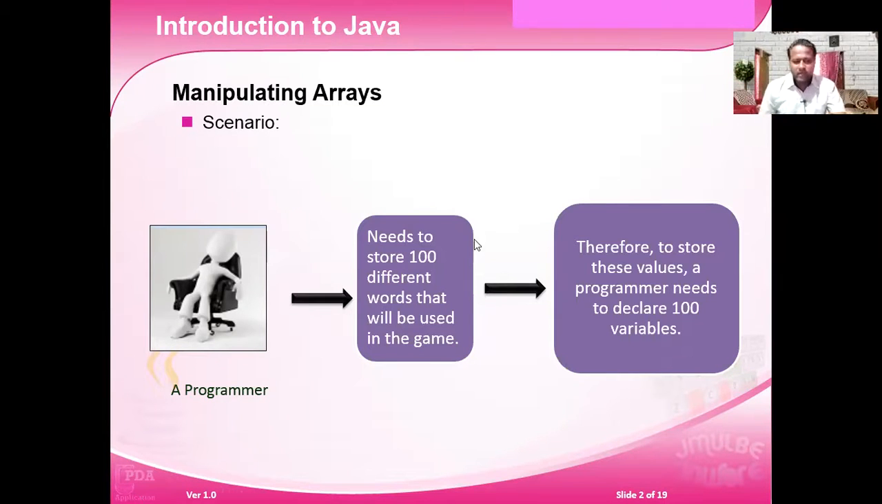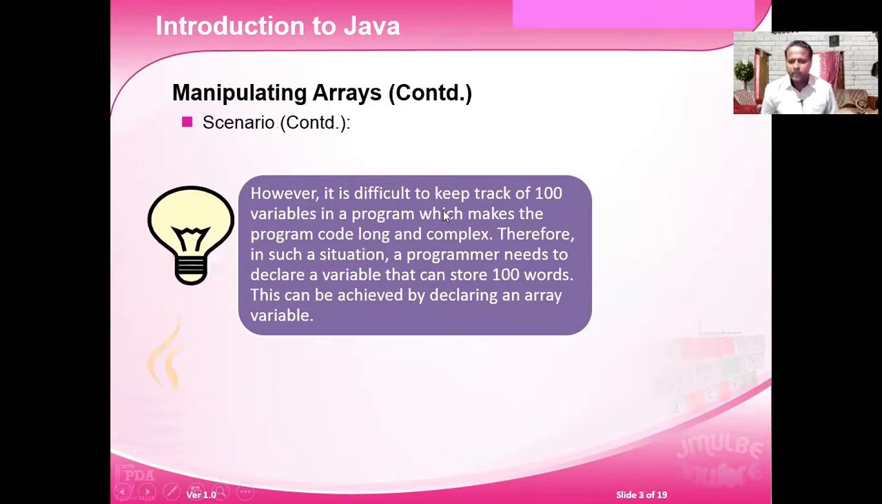A programmer needs to store 100 different words that will be used in the program. Therefore, to store these values, a programmer needs to declare 100 variables. However, it is difficult to keep track of 100 variables in a program, which makes the program code long and complex. Therefore, in such a situation, a programmer needs to declare a variable that can store 100 words. This can be achieved by declaring an array.